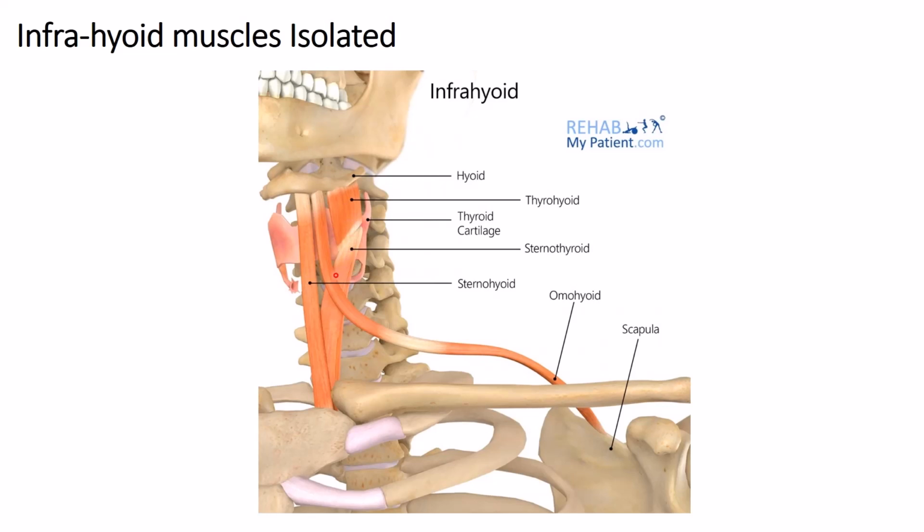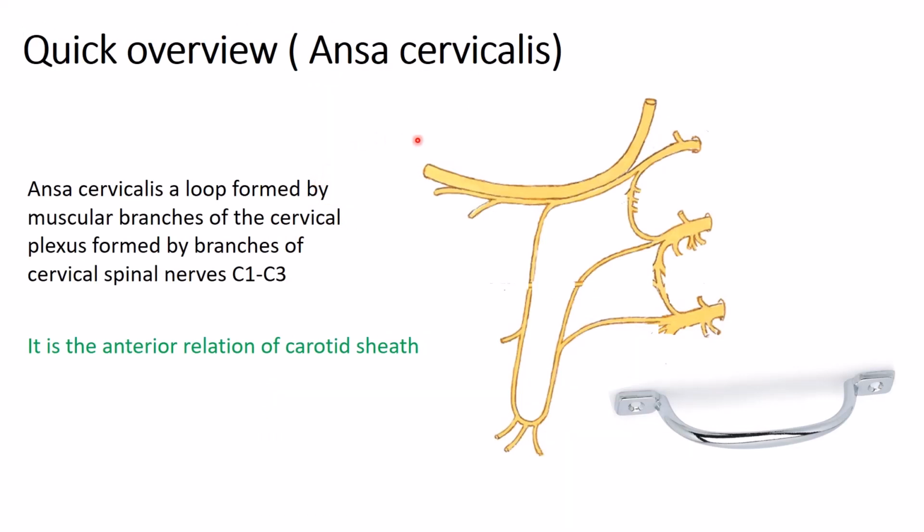So in this photo, we can see that all the strap muscles are related to the hyoid bone. We have thyrohyoid, omohyoid, and sternohyoid. The only exception is the sternothyroid muscle, which is not related to the hyoid bone. What is the ansa cervicalis, which gives nerve supply to the strap muscles? Ansa, as I mentioned before, means handle. Yes, this is the ansa cervicalis. It looks like a handle. This portion is called the ansa cervicalis.